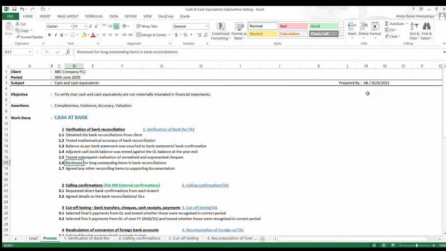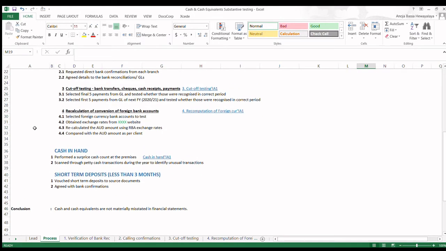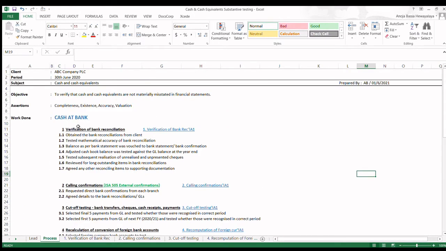I have documented the process step by step so that the reviewer of this working paper would understand what I have done. In a previous video I had shown you the general format of an audit working paper. I have mentioned objectives, assertions and the work done, and at the end I have mentioned my conclusion. And in this working paper I have given separate tabs for each procedure. So first I have done verification of bank reconciliation.